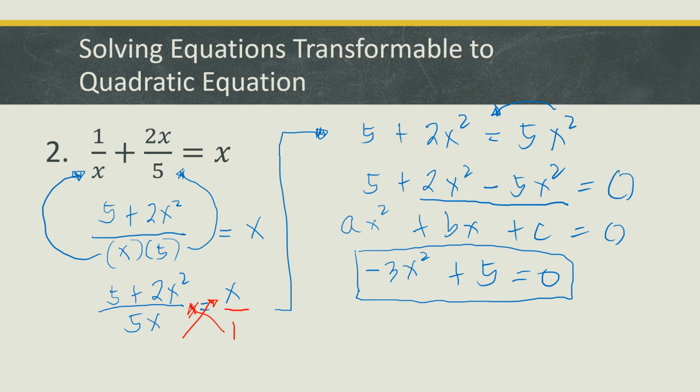So we need to determine the values of a, b, and c. We have here the value of a, which is negative 3. We do not have bx, so therefore the b value is 0. And the constant term, or letter c, is positive 5. That's it.